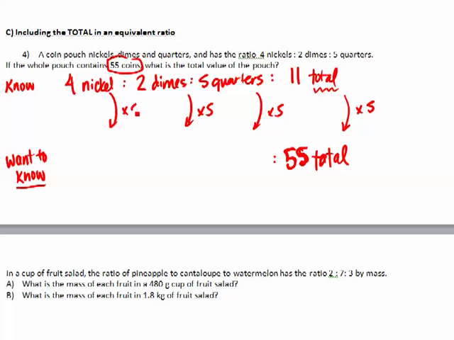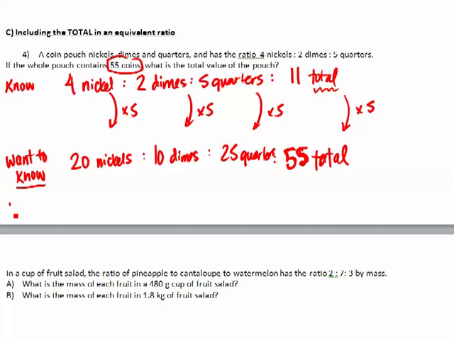And now we can find out the actual number of coins. We have 20 nickels. We have 10 dimes. And we have 25 quarters. Now, does that solve our problem? The problem asks, what is the total value of the pouch? Well, we do know that there's 55 total coins. We now know the distribution. We know what each of these coins are. Now we actually have to find the value.